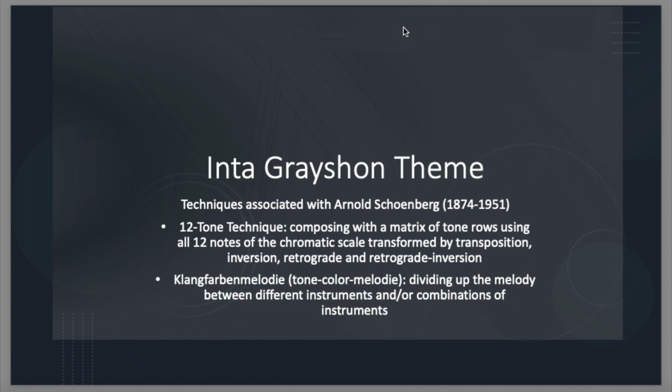I mentioned the 12-tone technique that I used. The 12-tone technique is composing with a matrix of tone rows using all 12 notes of the chromatic scale transformed by transposition, inversion, retrograde, and retrograde inversion. And I'm going to go over that. I also happen to use something called Klangfarben melody, or tone color melody. This is dividing up the melody between different instruments and or combinations of instruments.